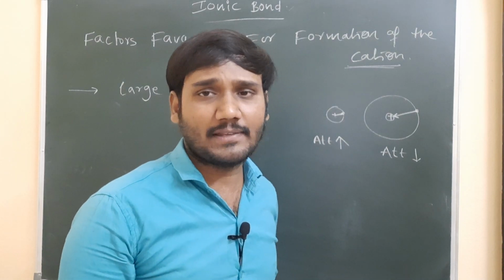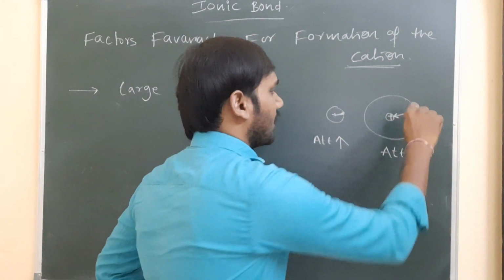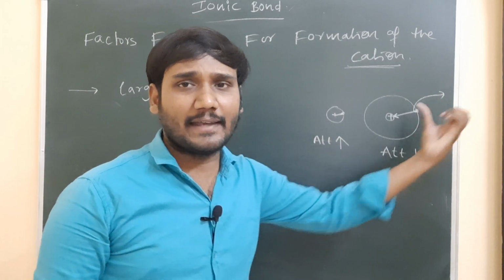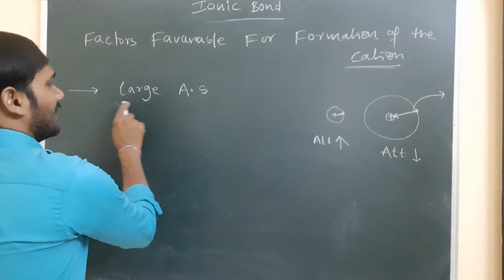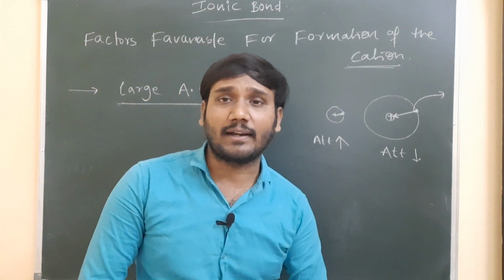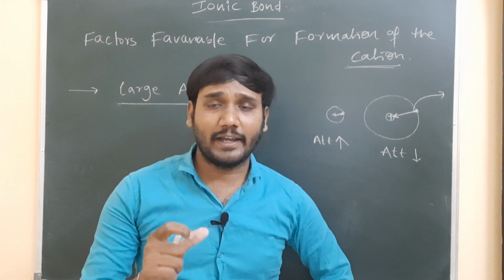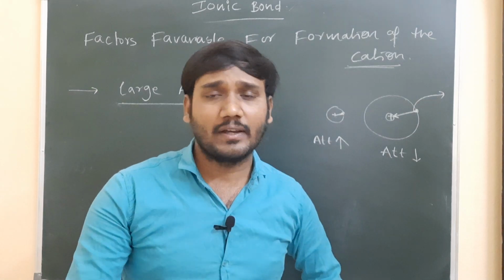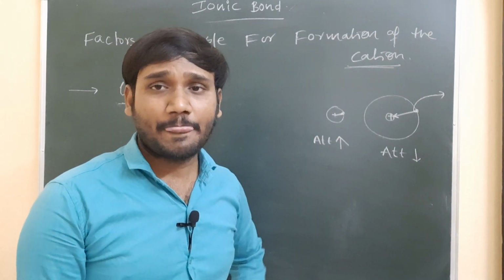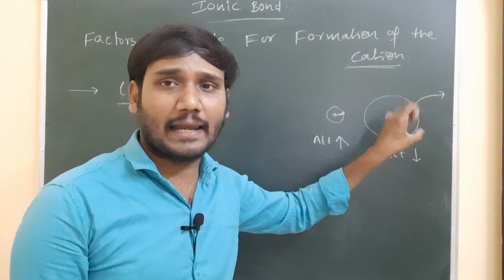Once the attraction capacity decreases, we can remove the electron easily. We are removing the electron easily, which means cation formation is easy when a large atomic size is present. So once again, if the atomic size is large, the attraction between the nucleus and the last electron is less. If the attraction is less, we can remove the electron easily.